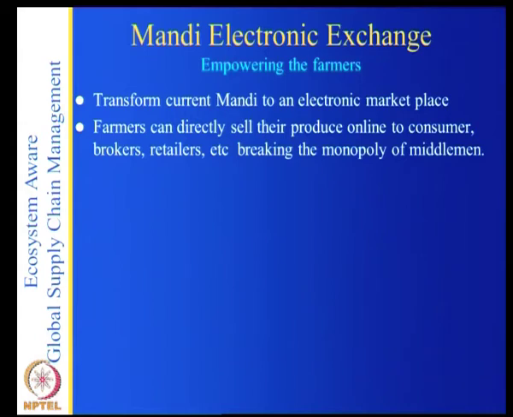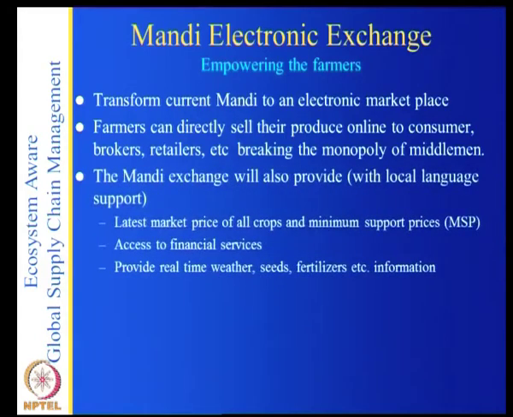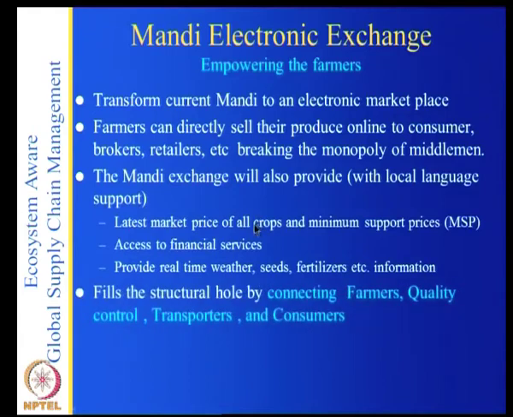You need to have the physical exchange. The Mandi exchange will also provide latest marketplace prices of all the crops and minimum support price. Mandi does even that right now. Access to financial services, provide real-time weather, seeds, fertilizers information, and fills the structural holes by connecting farmers, quality control, transporters, and consumers.